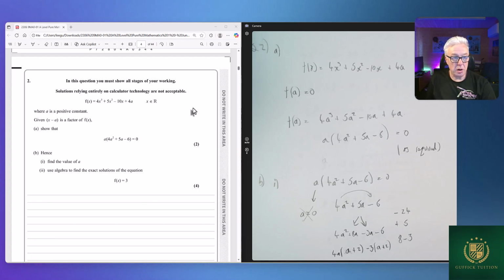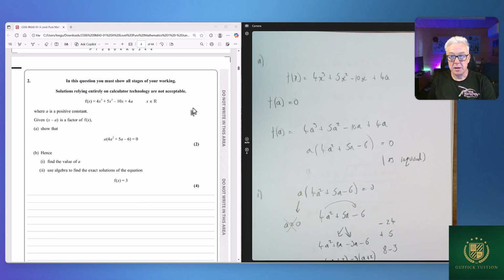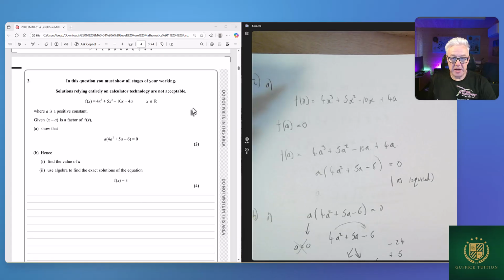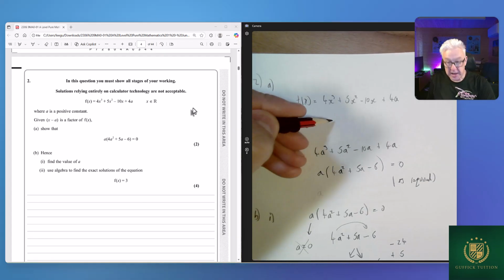Okay, question 2 on Pure 1 from 2023, and we've got a factor theorem question. So let's have a look and see what it says. It says f of x is equal to that expression there, where a is a positive constant. Given that x minus a is a factor of f of x, show that 4a squared plus 5a minus 6 equals 0.